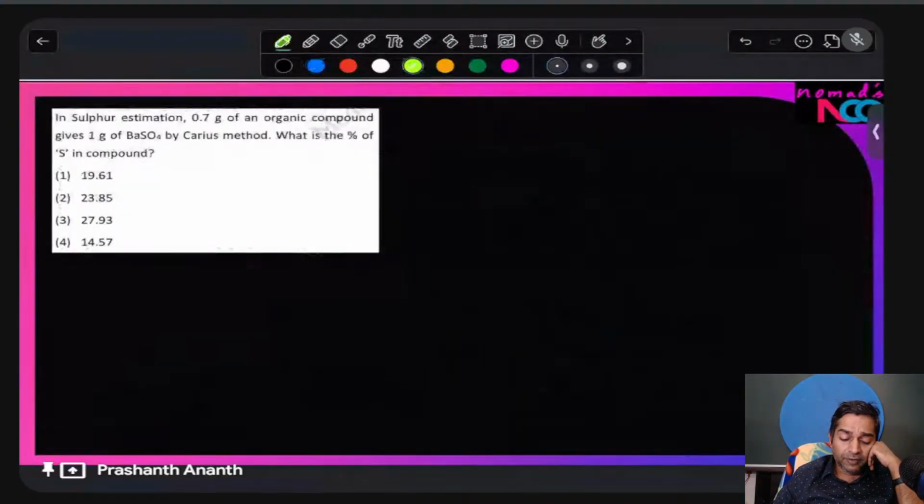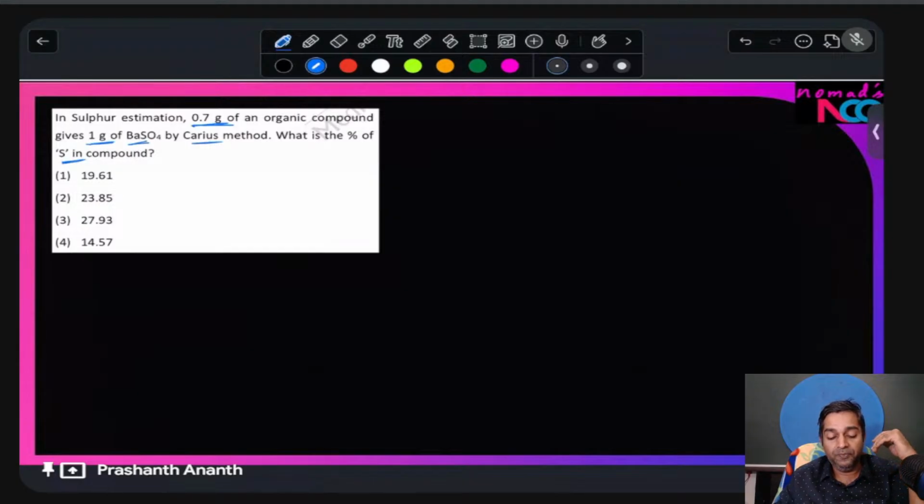Alright. In sulfur estimation, 0.7 grams of an organic compound gives 1 gram of barium sulfate by Carius method. What is the percentage of sulfur in the compound? Okay, so 0.7 grams is giving me 1 gram of barium sulfate. So this is a fairly straightforward question actually. 1 gram of barium sulfate is produced here by Carius method.